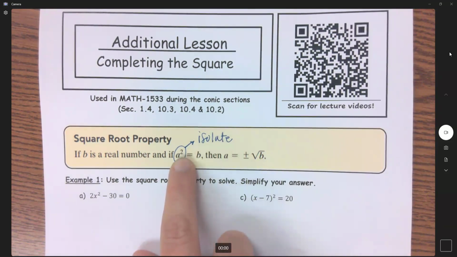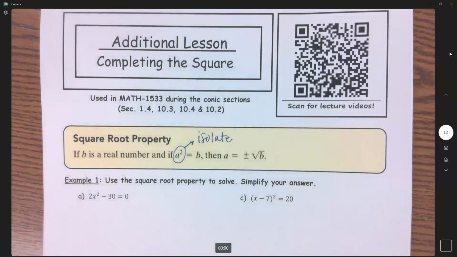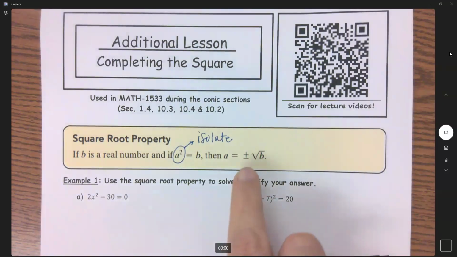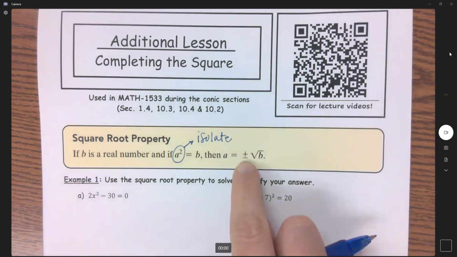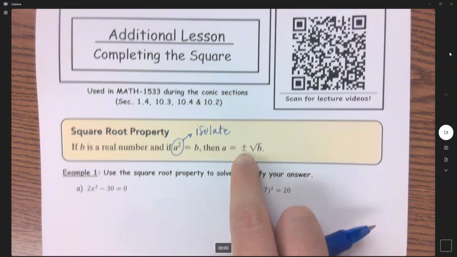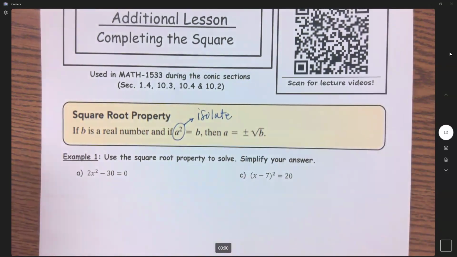And then the opposite of squaring something is to take the square root. And remember, when I have x squared, that square tells me I could have two possible zeros. And so where do we get those two possible zeros from? Well, when I take the square root, we need to remember that we get plus or minus the square root of b. So here are our 2 examples to remind us of that square root property.